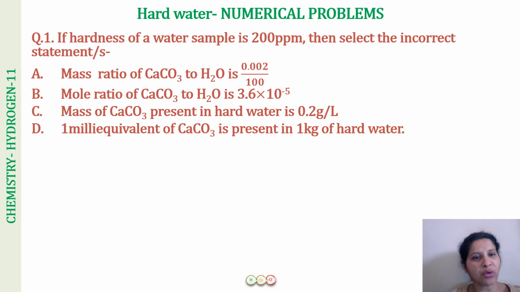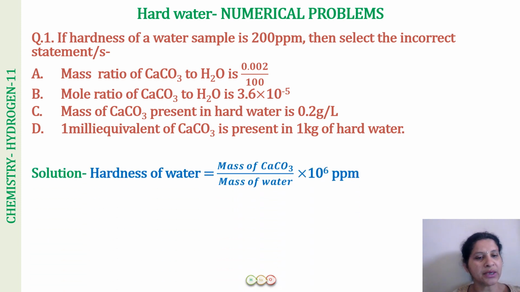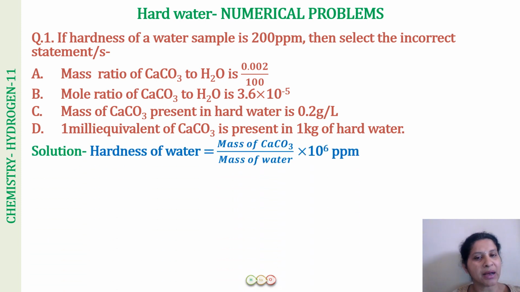So let us see what information the hardness of a water sample can imply. Now, what is hardness of water? What you have just learned is the formula: mass of calcium carbonate over mass of water into 10 power 6 ppm. This is the hardness of water. Now the first choice is to find the mass ratio of calcium carbonate to water. So what do we want? We want the mass of calcium carbonate and the mass of water.